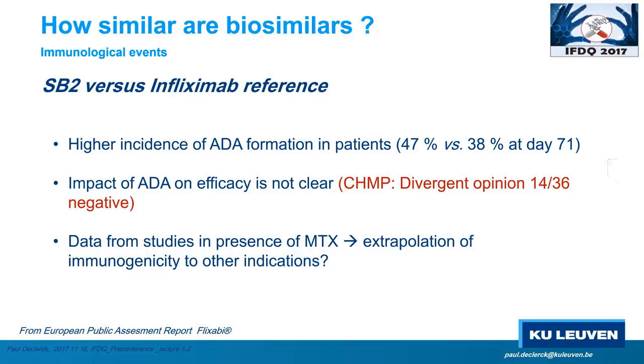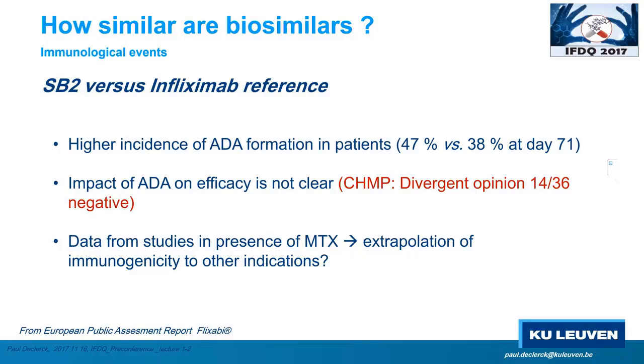And the patients treated with a biosimilar, there were 47% that had developed antibodies against the biosimilar infliximab versus only 38% antibody development to the reference infliximab molecule. And obviously when you develop antibodies against the drug, this may have an impact, and that has also been illustrated in some cases, this may have an impact on the efficacy of the product. If you have neutralizing antibodies, then obviously your drug will not work anymore or work much less.